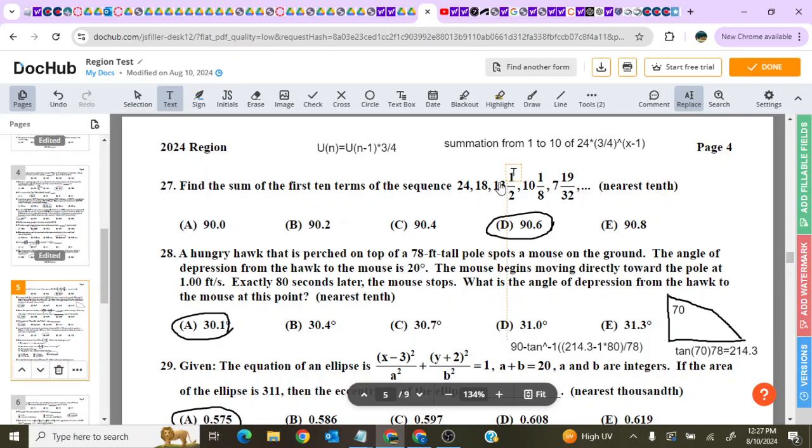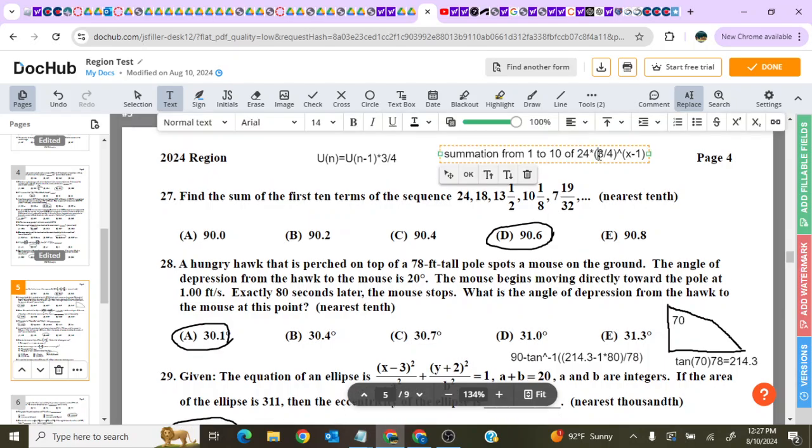So the first 10 terms of this expression is what? Well, if you look closely, you'll notice that each term is 3/4 of the previous term. So as a result, the first term is 24 times 3/4 to the power of 0. Second one is 24 times 3/4 to the power of 1. Third term is 24 times 3/4 to the power of 2, and so on and so forth. So that means it's a summation from 1 to 10 of your original 24 times 3/4 to the power of x minus 1, because power of 0, power of 1, power of 2, like I said. And if you do that, you'll get a summation of 90.6.